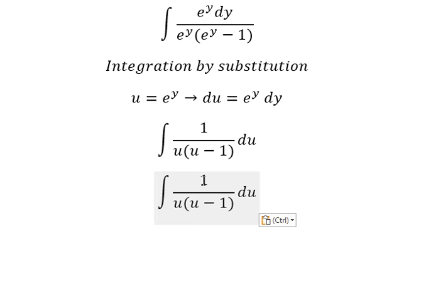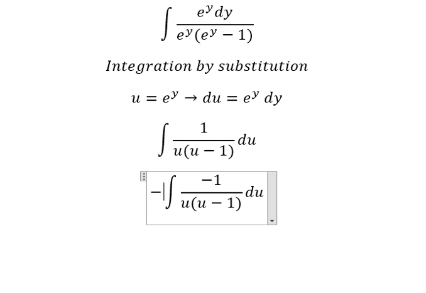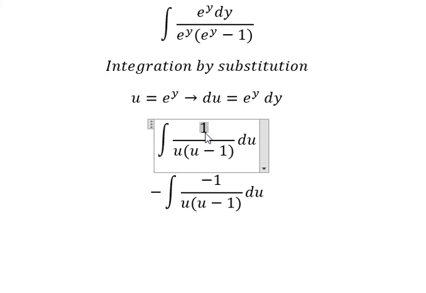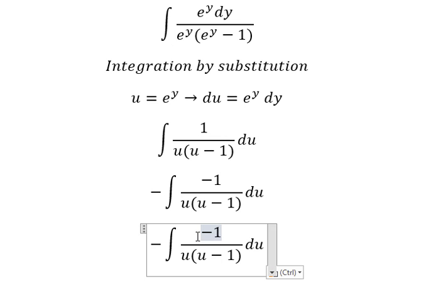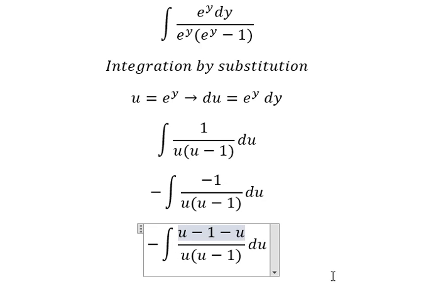Next, I will put the negative in here and another negative in here, because negative with negative, you get positive number 1. Next, I will put u in here. That means we need to minus u.